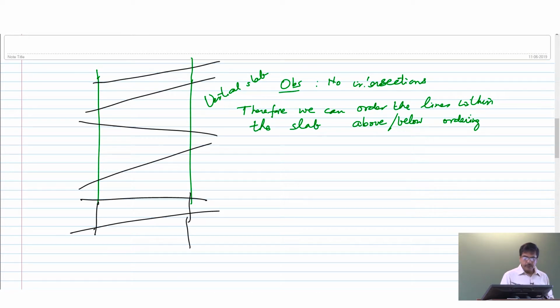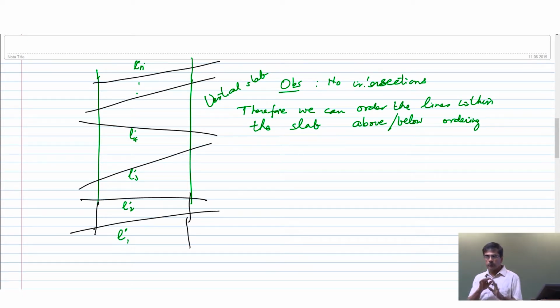If I just give them some names, let us say L prime 1, L prime 2, L prime 3, L prime 4, and all the n lines will cross, because there are n of them, so I have L prime n. Within the slab, L prime 4 is above L prime 3, L prime 3 is above L prime 2, and so on. The ordering is not going to change within the slab. In another slab they may intersect and change the ordering, but within a particular slab the ordering is fixed. Now, once you have an ordering, you can do binary search.